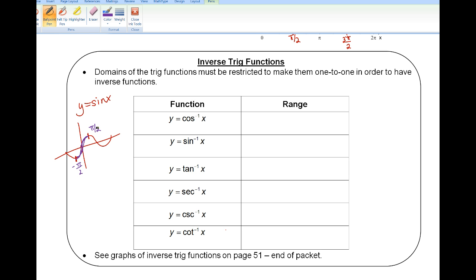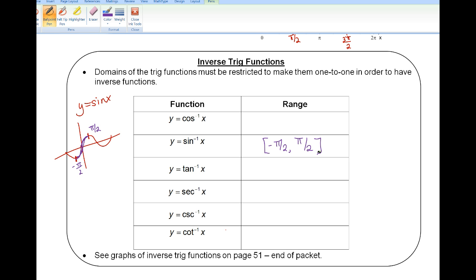So you mean instead of making it start from 0, they have it start from the negative side so that it'll pass the horizontal line. Right, so this range is from negative pi over 2 to pi over 2. Make sense? Okay. And you can see on that last page, the domain and range are listed.